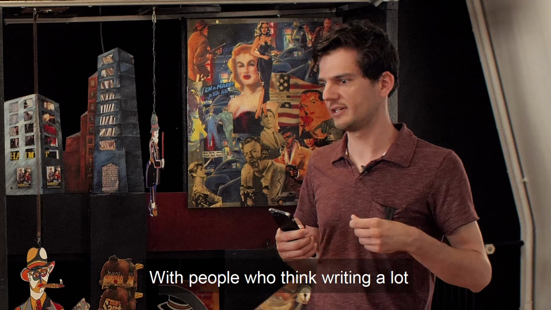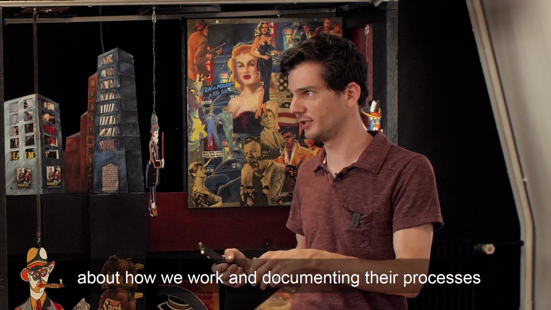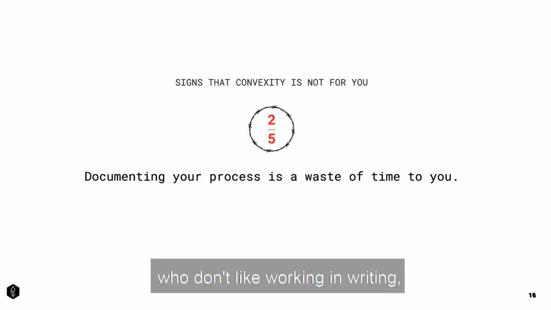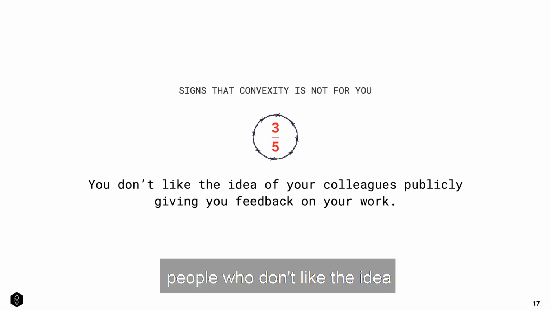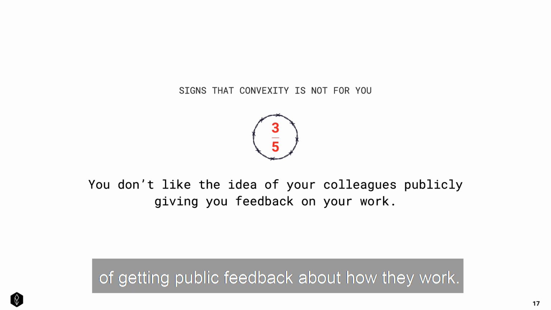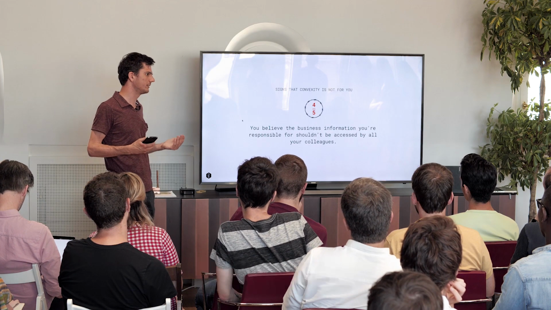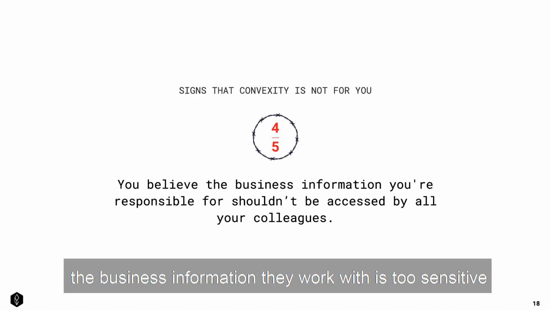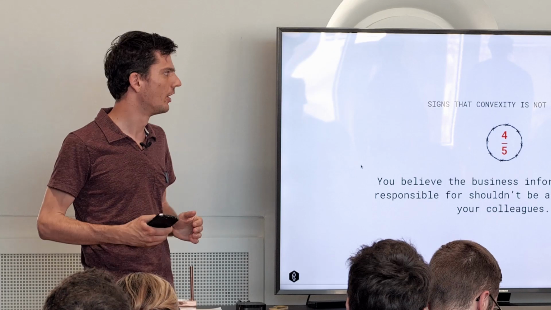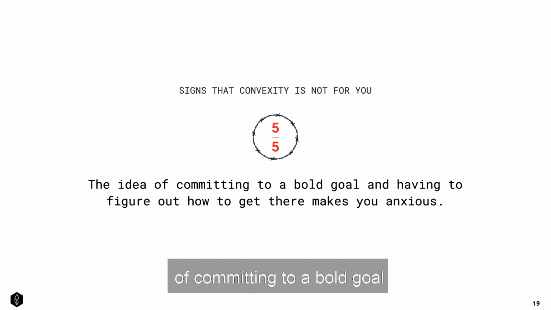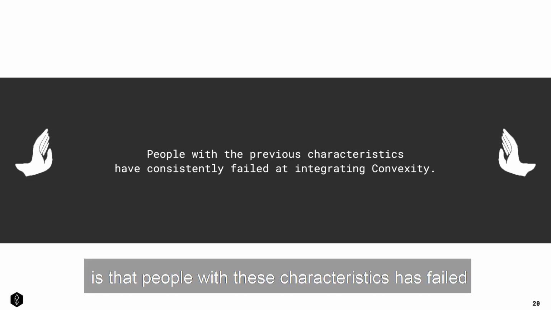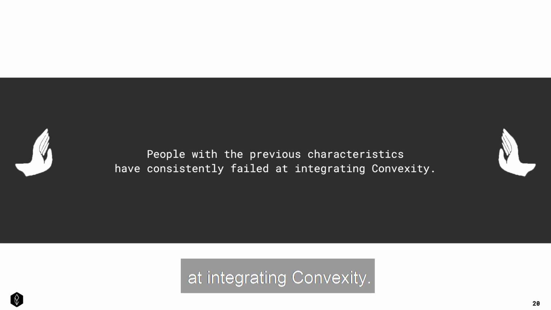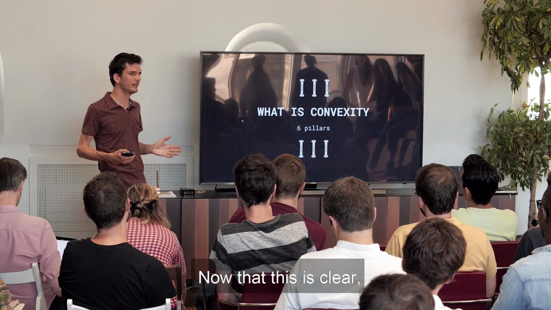Some people who think writing a lot about how we work and documenting their processes is a waste of time, who don't like working in writing, it doesn't work well. Also, people who don't like the idea of getting public feedback about how they work, or people who think the business information they work with is too sensitive to be shared with their teammates, or people for whom the idea of committing to a bold goal without having all the details to get there makes them anxious. And our experience in 360 Learning is that people with these characteristics have failed at integrating convexity. So now that this is clear, what is convexity?